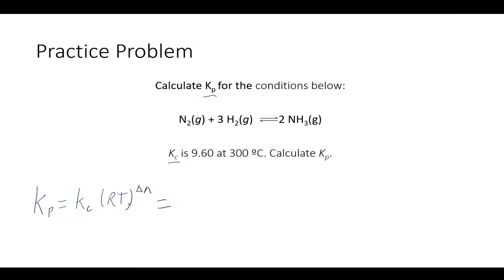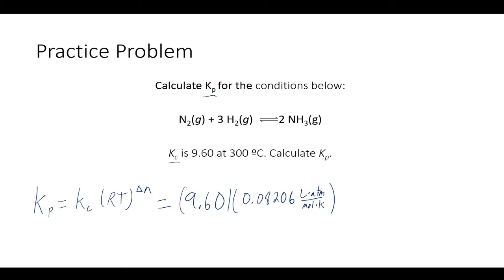So let's go through and plug everything in. Kc is 9.60. The R that makes sense to use here is 0.08206, the same R we use in PV equals nRT, given moles and liters, which is concentrations, and that's what we care about. So using this value of R makes sense because it's the one with the units of liter-atmospheres per mole Kelvin. And we want the moles per liter because we're using Kc and concentrations.